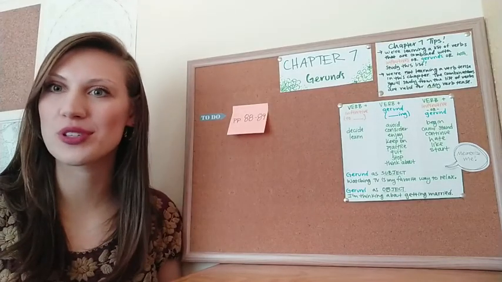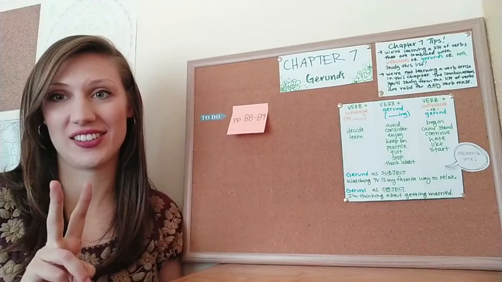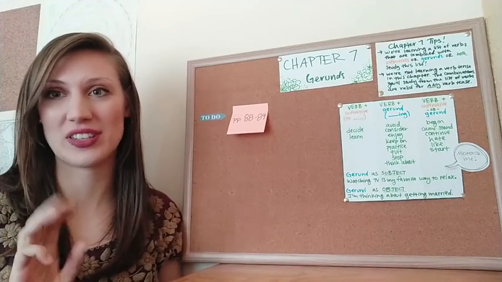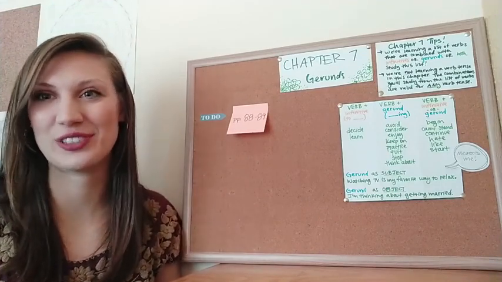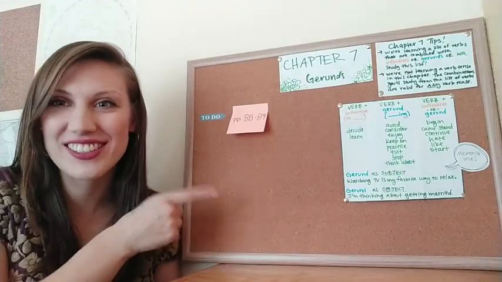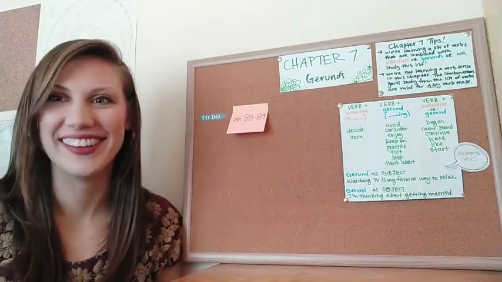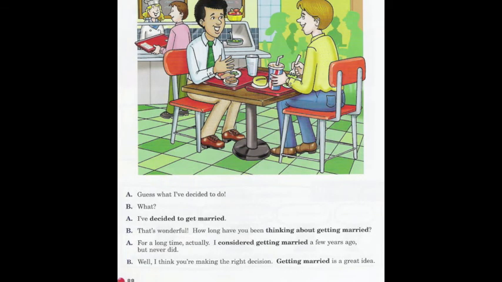Three more verbs. Decide, consider, and think about. And guess what you're going to do first? Check your list. Always check your list, okay? Let's read the model and do an example together.